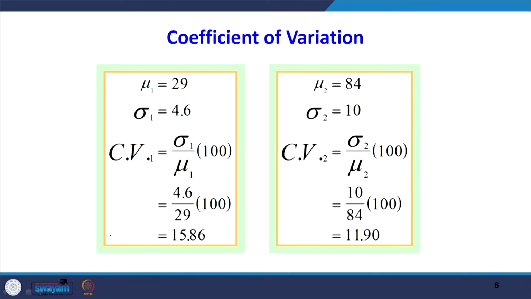In these situations, we have to go for the coefficient of variation, which is sigma divided by mu. For example, in this case it is 4.6 divided by 29 multiplied by 100, which is 15.86. For the second case it is sigma 2 by mu 2, 10 divided by 84 multiplied by 100, which is 11.9. The lower the coefficient of variation, the better the option. So if the coefficient of variation is smaller, we choose that group or that stock.